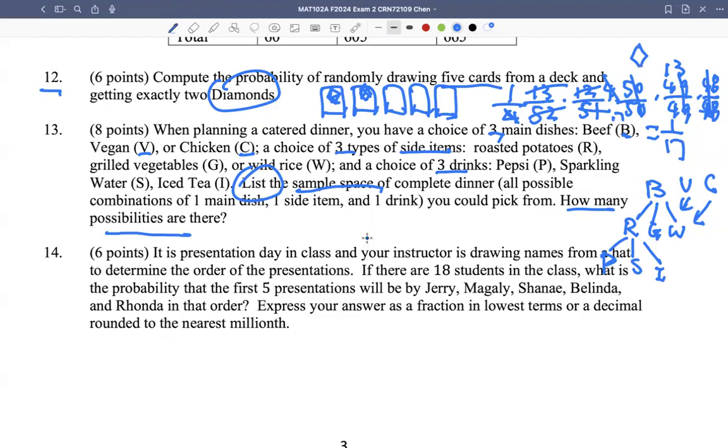So first we need to list the sample space. So let me write here. We have B, vegan, and chicken, right? So for the first category. The second category could have R, G, W. Of course, for each of them, R, G, W. This is R.